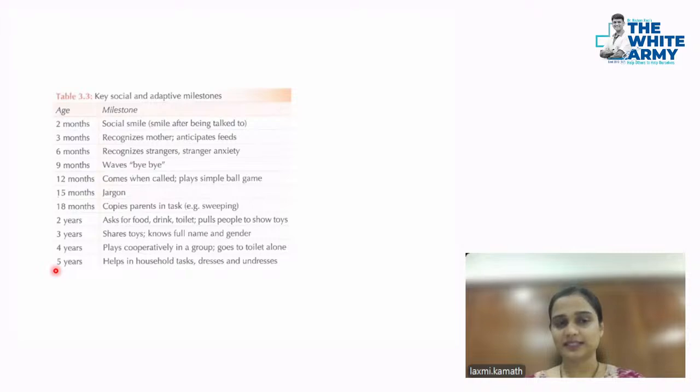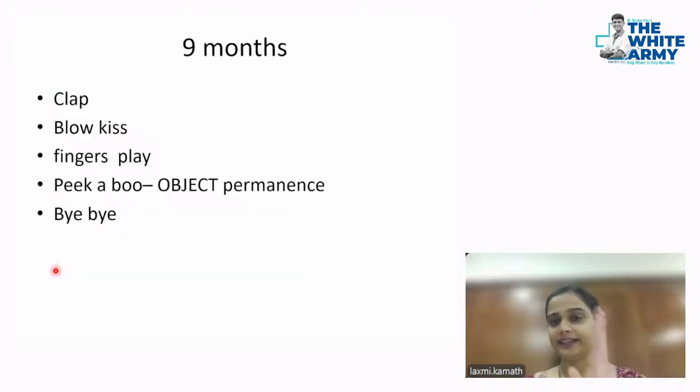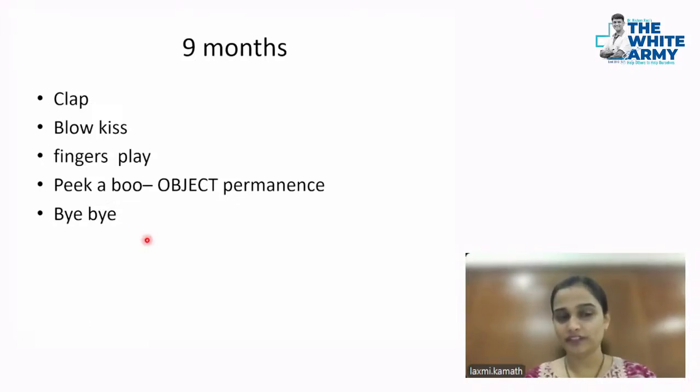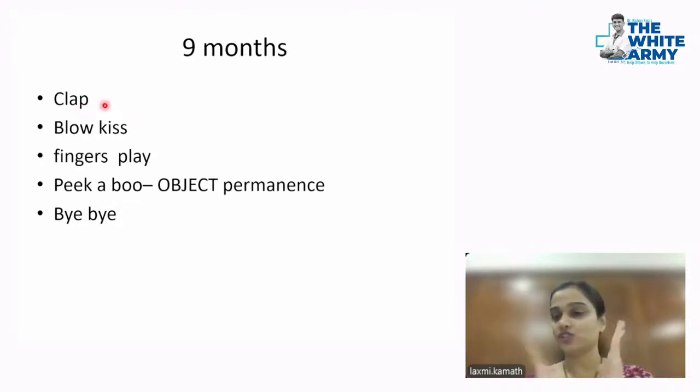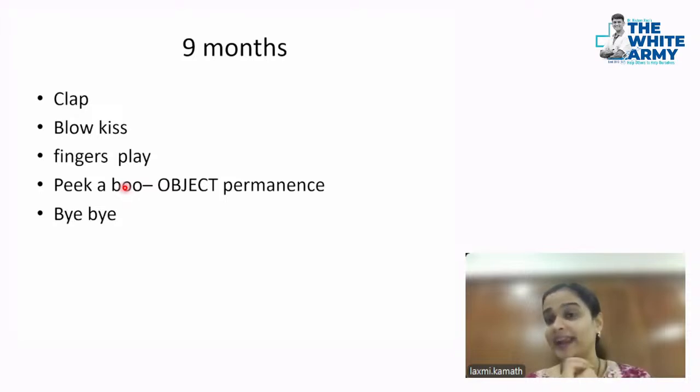Because this is a little complicated, I divided it in a few months. At 9 months, along with bye-bye, we always ask for a blowing kiss. That is, a flying kiss is also given by the child. And when asked to clap, the child claps. So the clapping, the flying kiss, the bye-bye comes around 9 months of age. And at the same time, you can play this game of peekaboo. That means when you close the face and then show the face again, the child squeals with joy and laughs.